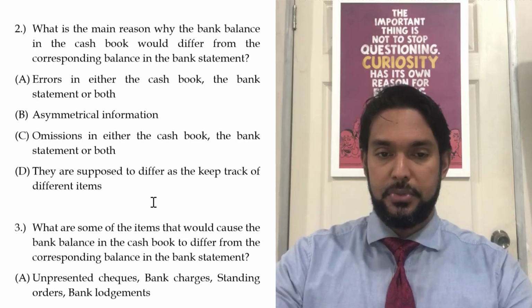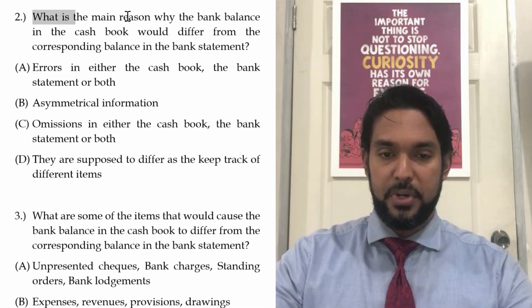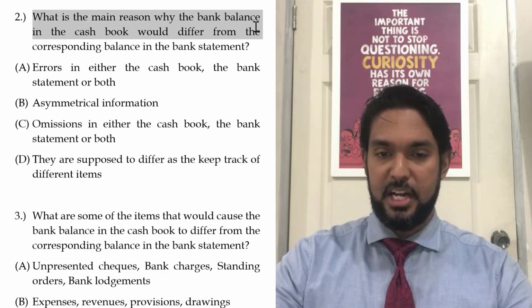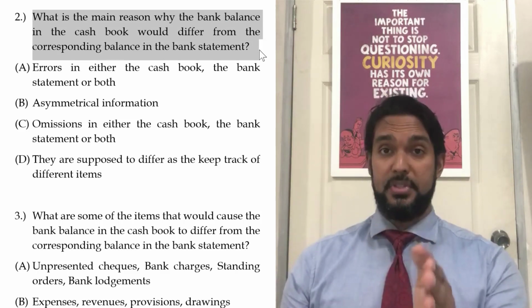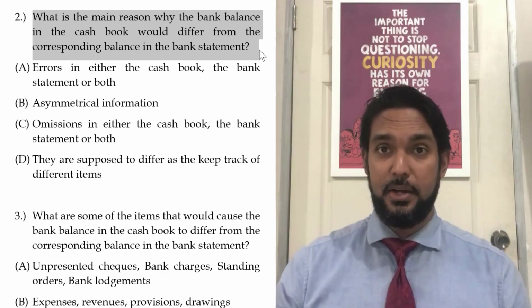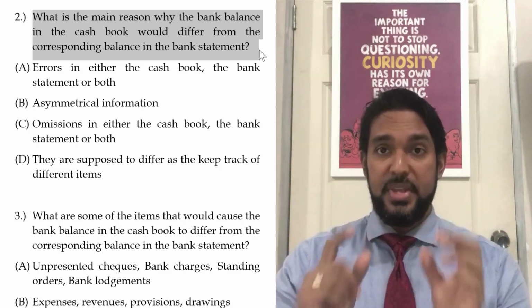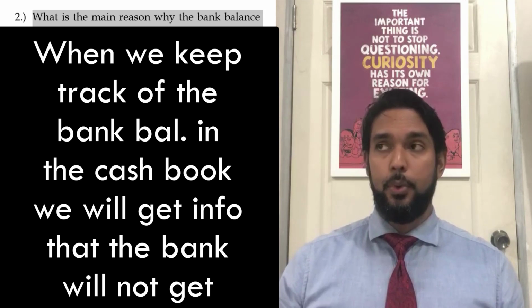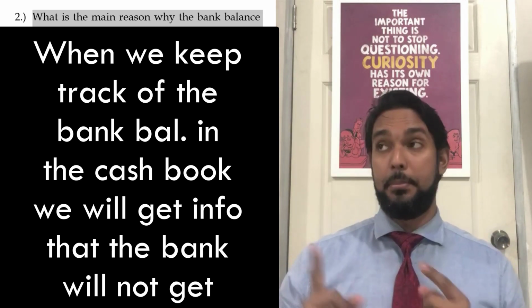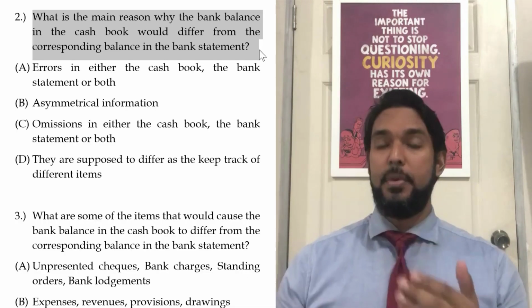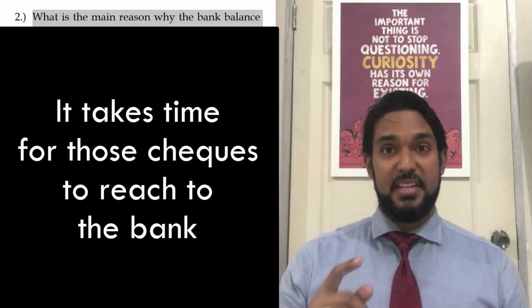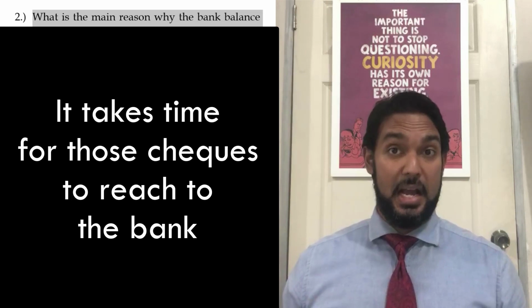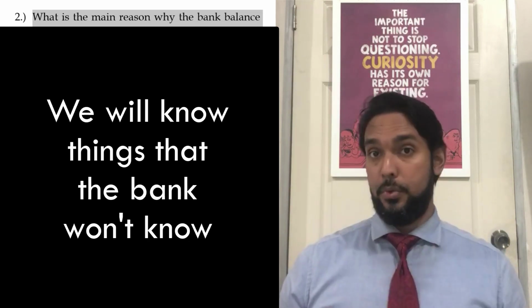Okay, let's go down to number 2. So what is the main reason why the bank balance in the cash book would differ from the corresponding balance in the bank statement? So let me tell you one time and then we'll take a look at the options. So when we keep track of our money in the cash book, we will sometimes get information that the bank will not get. Because remember, we will get checks, we might also write checks and pay people, but it takes time for those checks to reach the bank. So we will know things the bank won't know.